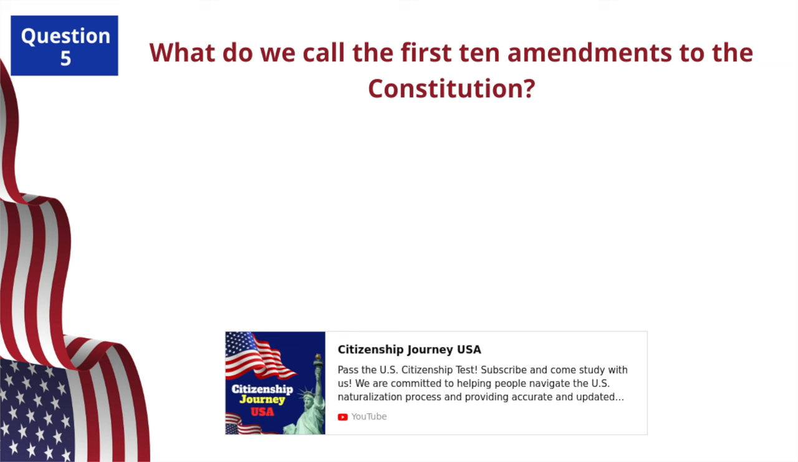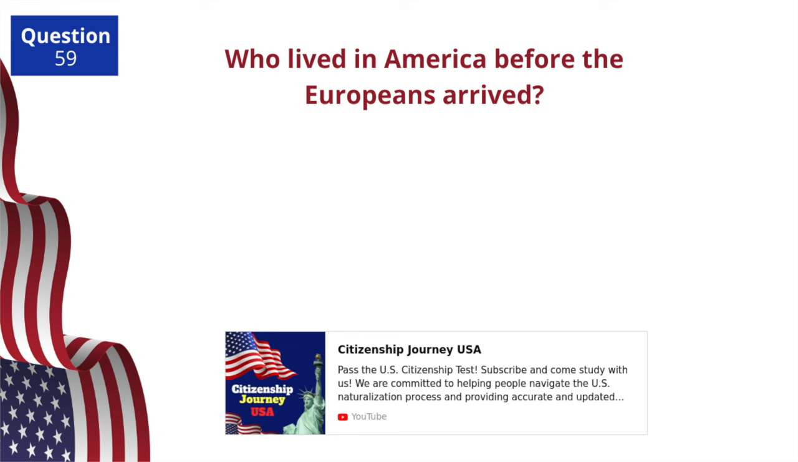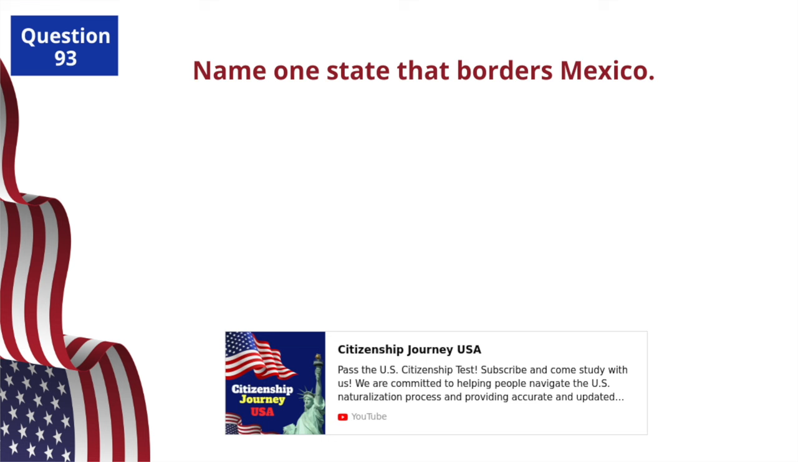What do we call the first 10 amendments to the Constitution? The Bill of Rights. Who lived in America before the Europeans arrived? American Indians. Name one state that borders Mexico. California.